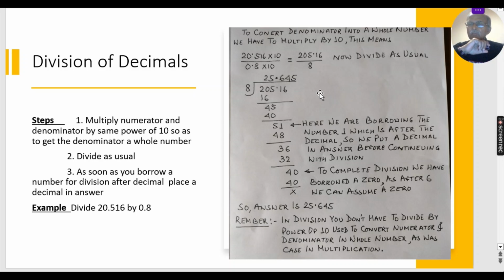Okay, just a reminder to you that in multiplication, we divided the answer or the product of the two numbers by the total number of powers of 10 used to convert them into whole numbers. Here we don't have to do that, we get a direct answer. So this is one difference.